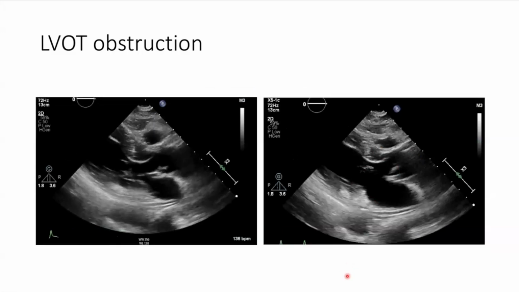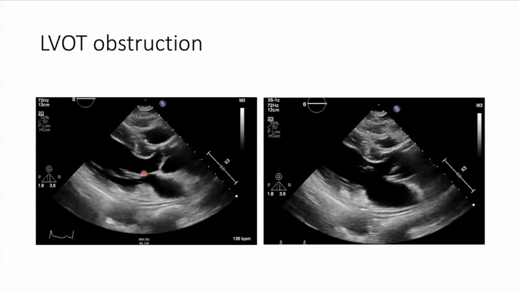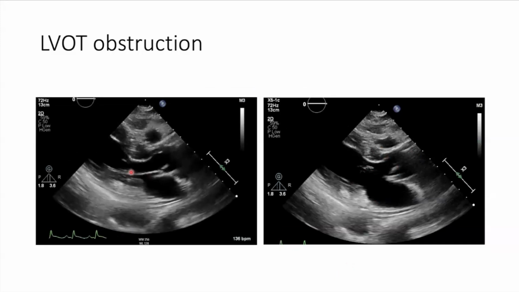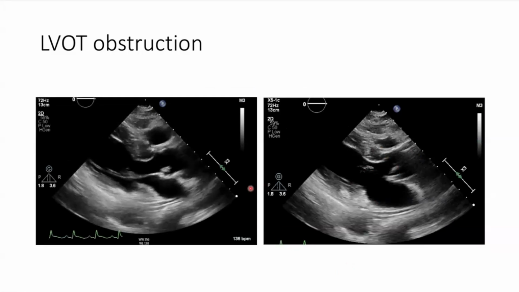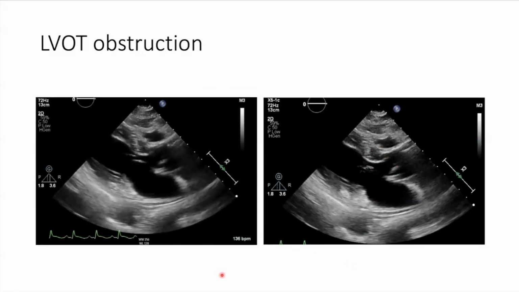This is another example, but this is a little different in that the anterior mitral valve is not moving in systole. It's closed, but there's something popping in and out during systole. So this is an example of chordal SAM, but same pathophysiology.